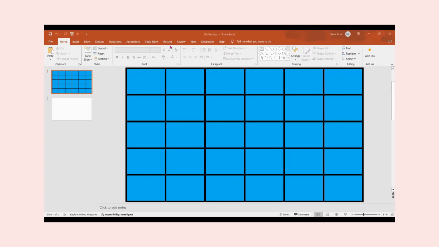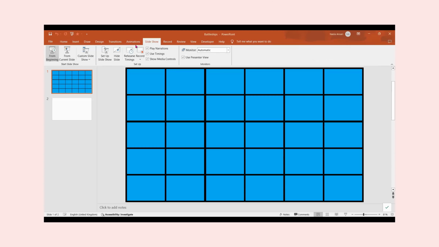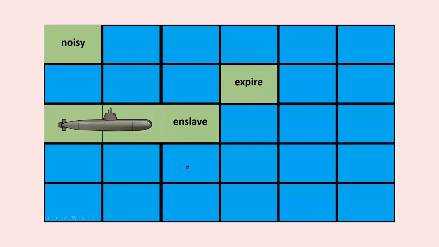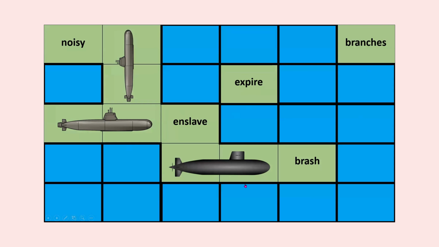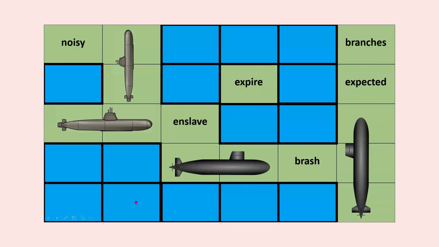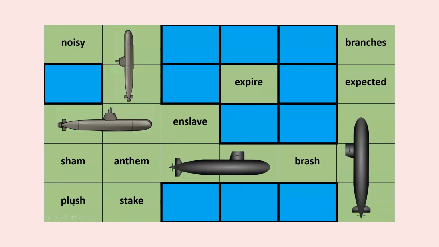Go on to slideshow mode. And you just go ahead and click. Well, the student goes ahead and clicks, looking for that battleship. There it is. Oh, that's another one. That was quite lucky for me. And so that's how we make the game.